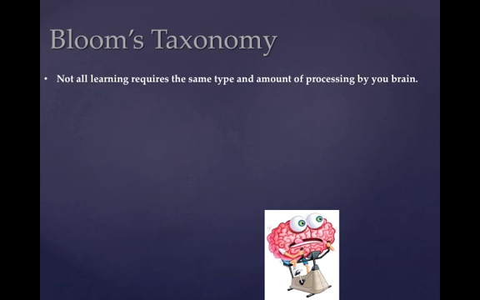Just like our previous example of animal taxonomies, Bloom's taxonomy is going to sort and categorize things based on the type of thinking and knowledge and cognitive processing that it requires. To do this, we have to assume that not all learning requires the same type and amount of processing by your brain. For example, if I ask you, what is your name? That is not a hard concept for you to recall. You should be able to give it right back to me immediately. You've done it 1,000 times.